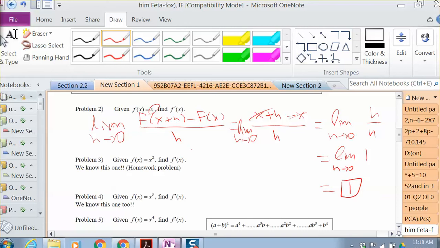Now, we have done x squared and x cubed before. X squared we know is 2x. That's from an old note or homework, I think. X cubed we've done many times. That's 3x squared. So hopefully you can see a pattern.